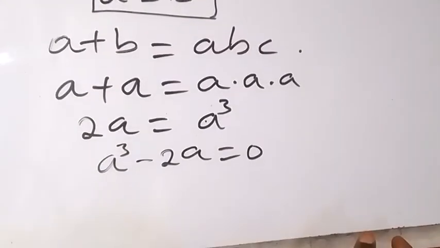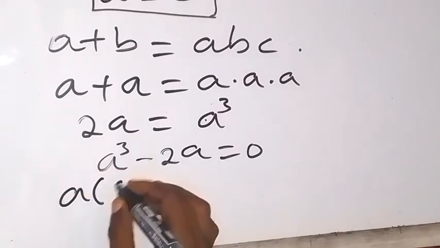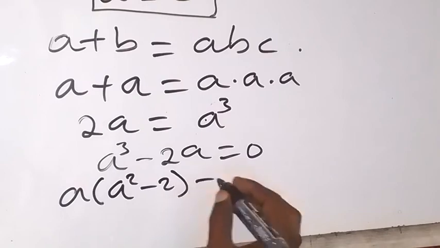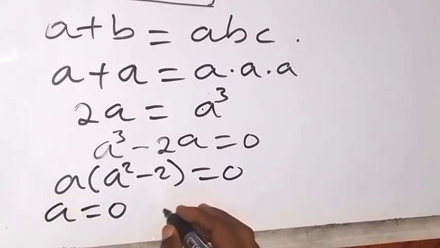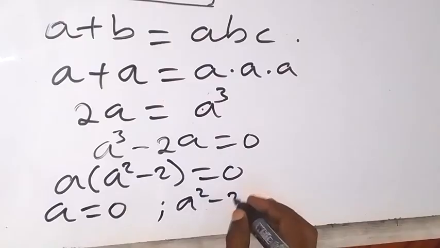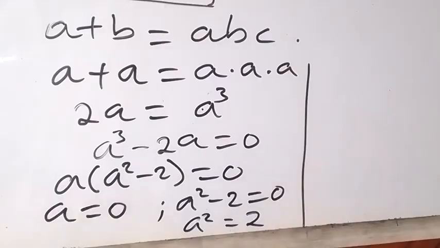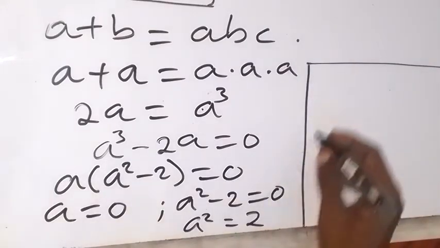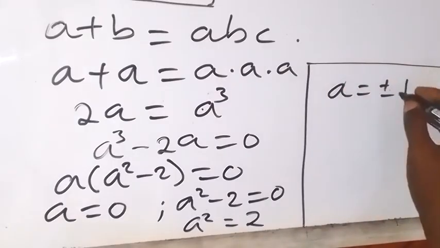So when we solve this now, we can factor A out. It will be A times (A squared minus 2) equals 0. Now we have two cases here. We have A equals 0, or we have A squared minus 2 equals 0. And when we solve this, we can take minus 2 to that side. We have A squared equals 2 now. Then to get the value of A we desire to find, we can take the square root on both sides. Then we now have A equals plus or minus square root of 2.